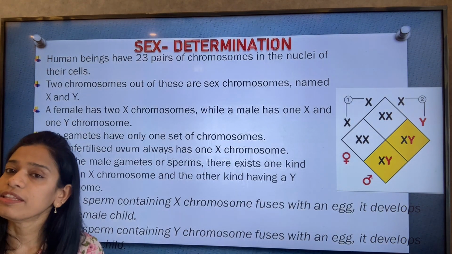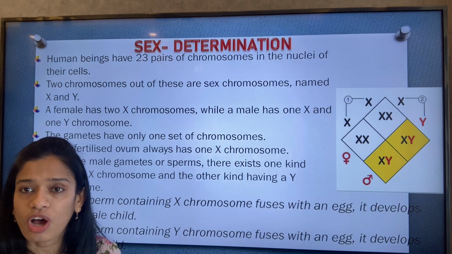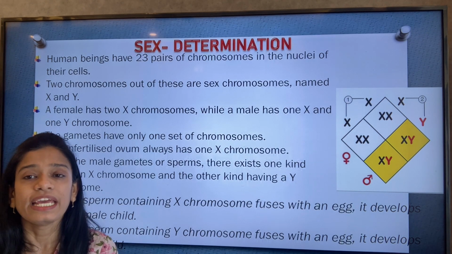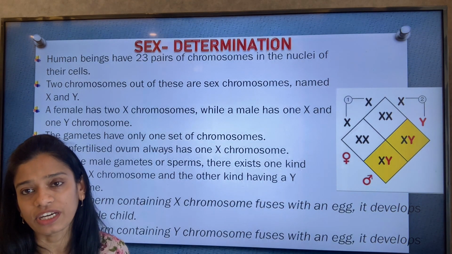It is not the female or the girl who decides the sex of the unborn child. It is the man, or the male, who decides the sex of the unborn child.